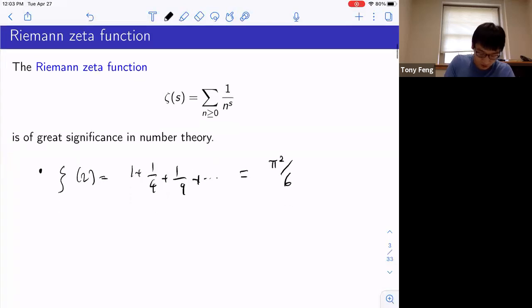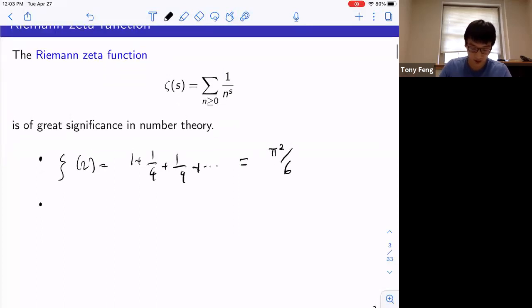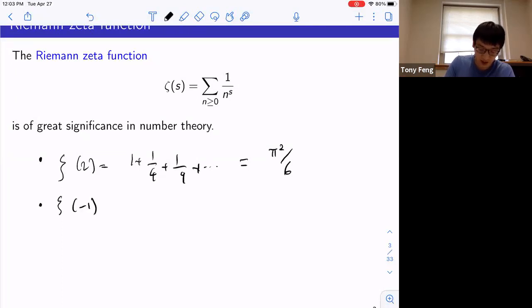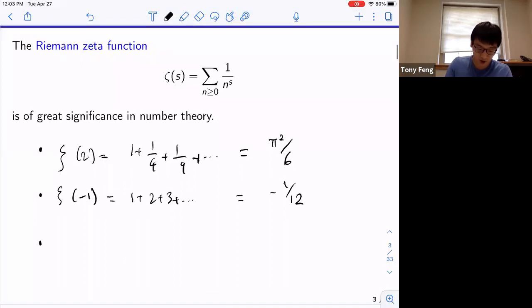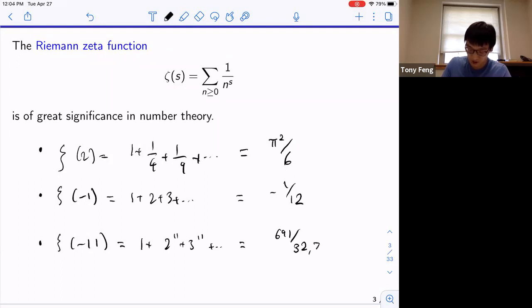And in general, the values at positive integers will tend to be very quickly converging series of rational numbers, and so they tend to be irrational. What's a little bit surprising is that if you evaluate this at a negative integer, like let's say -1, then this is of course 1 plus 2 plus 3 plus etc. And that comes out to actually be -1 over 12. And you can keep going. The values at all negative integers are rational. And for example, just to give another sample, zeta of -11, which of course is 1 plus 2 to the 11th plus 3 to the 11th, and so on, comes out to be, I think, 691 over 32,760.